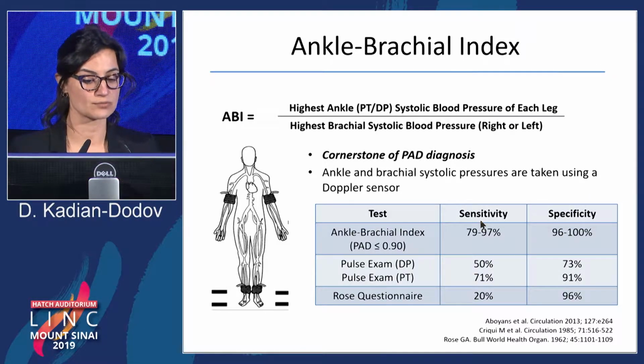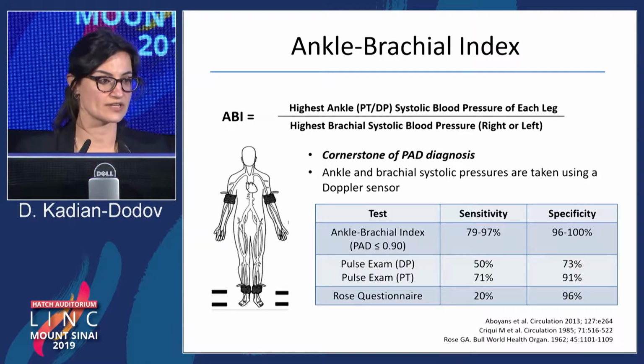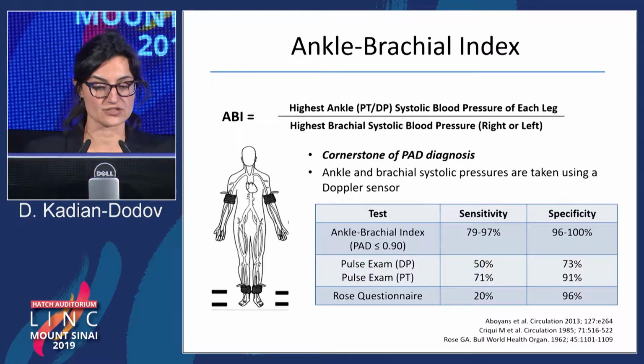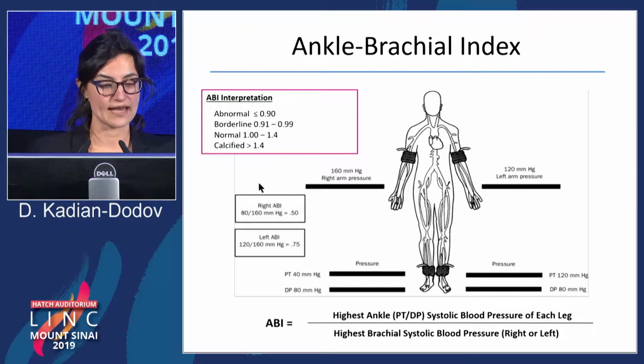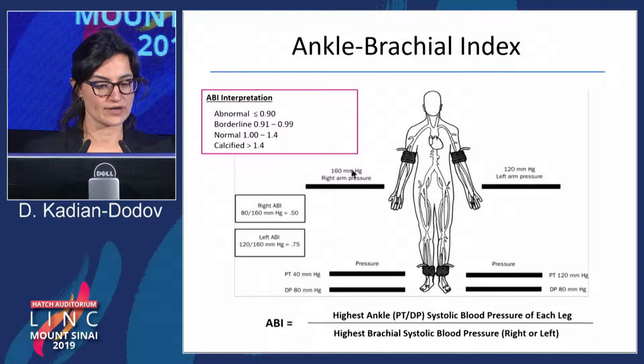It consistently outperforms the pulse exam and any questionnaire for symptoms of typical claudication that we can give patients. And this is the same scale that was shown in the last lecture in terms of what's defined as abnormal, borderline, normal, or calcified. So in this patient, we have a brachial pressure of 160 versus 120 in the left arm. So which brachial pressure do we want to use for our ABI? 160, good.